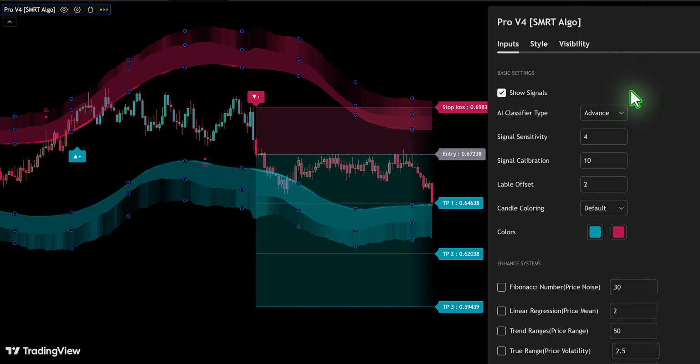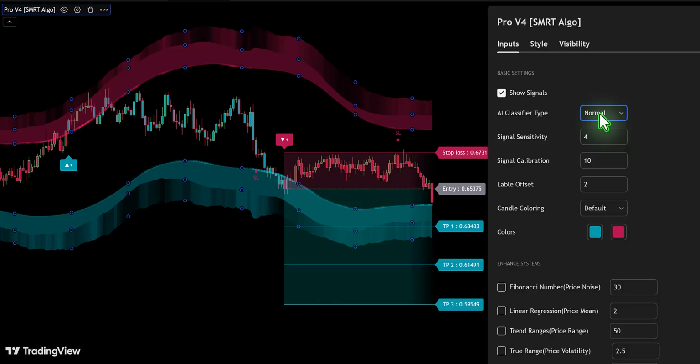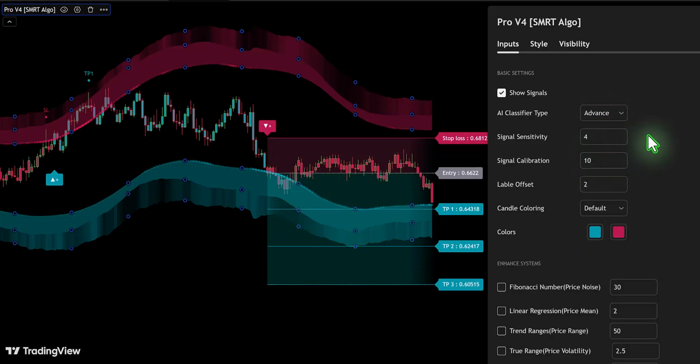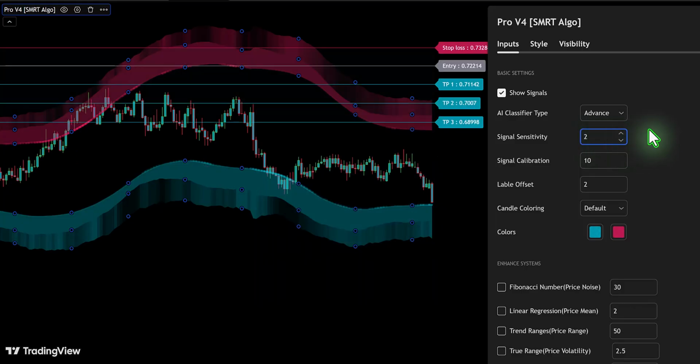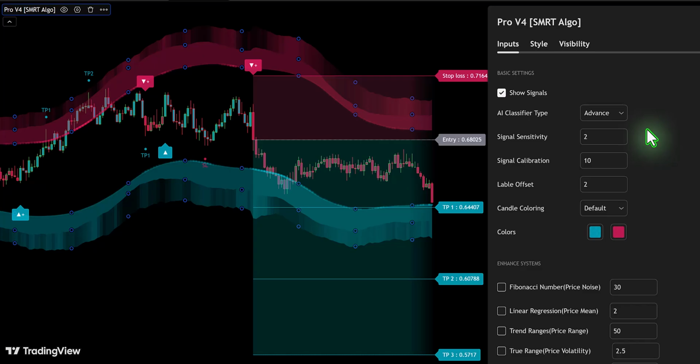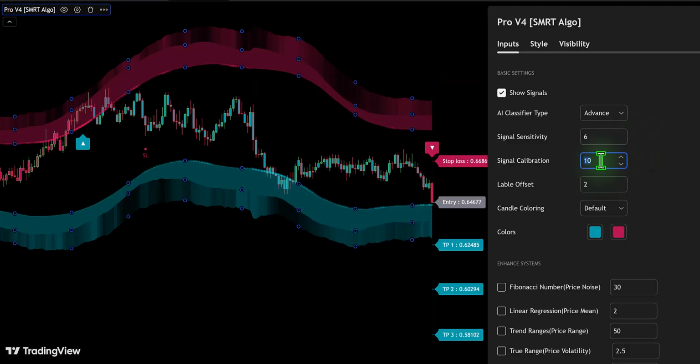Here we have the AI classifier, which you can choose to set at advanced, basic, or normal. Then the signal sensitivity. The sensitivity controls how strict the signal rules are. A higher number makes it more selective, showing only the strongest setups. Think of it like a filter. Low sensitivity equals more signals, high sensitivity equals cleaner signals. I'm going to set it at 6. Then this signal calibration, I will set it to 15.